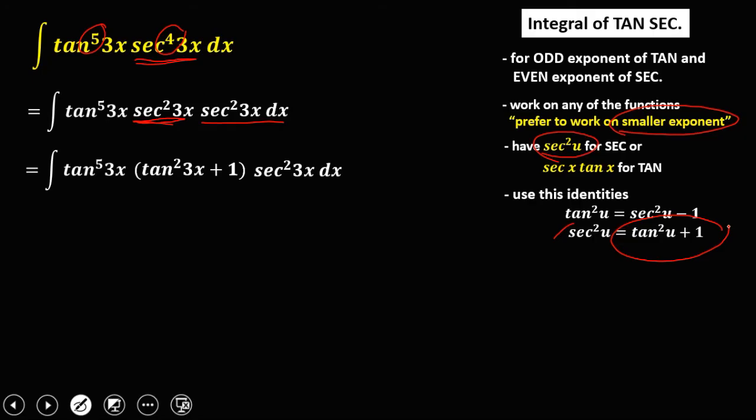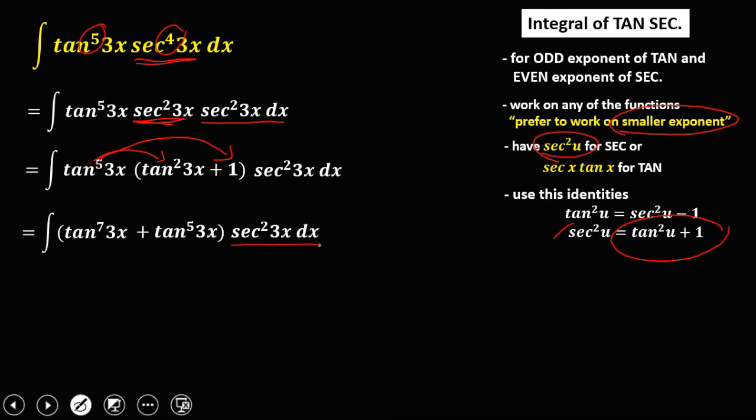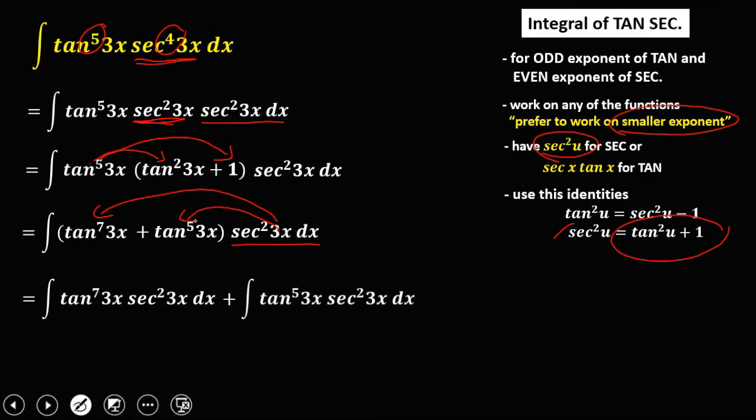Then simplify, so distribute this tangent to the power 5. That becomes tangent to the power 7 3x. Then this tangent times 1, so tangent to the power 5 3x. Then secant squared 3x dx. Then integrate every term. So this secant squared 3x dx distributes to every term. So we have now the integral of tangent to the power 7 3x times secant squared 3x dx, then plus the integral of tangent to the power 5 3x times secant squared 3x dx.